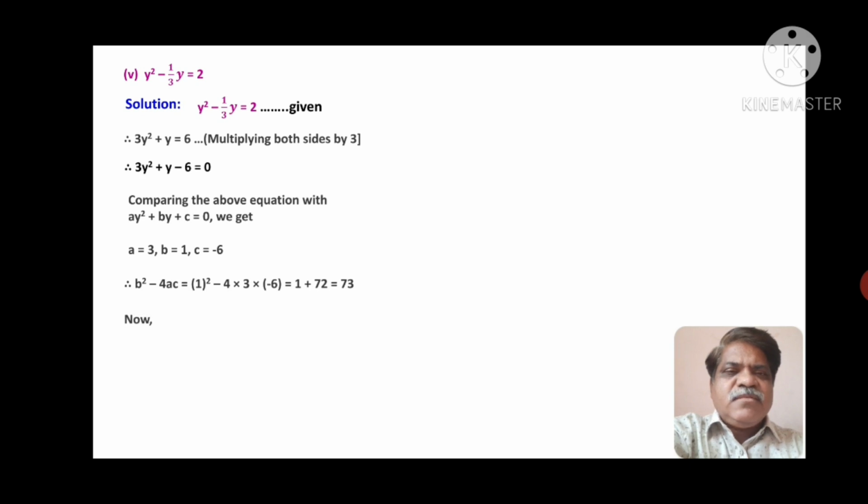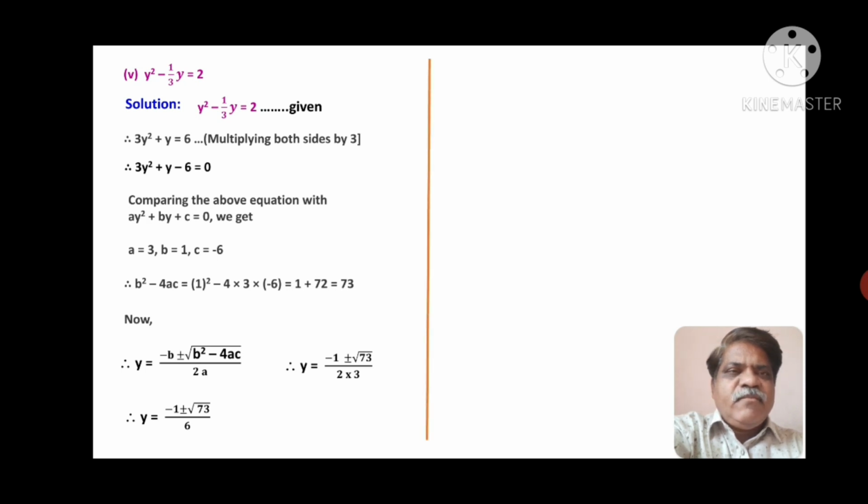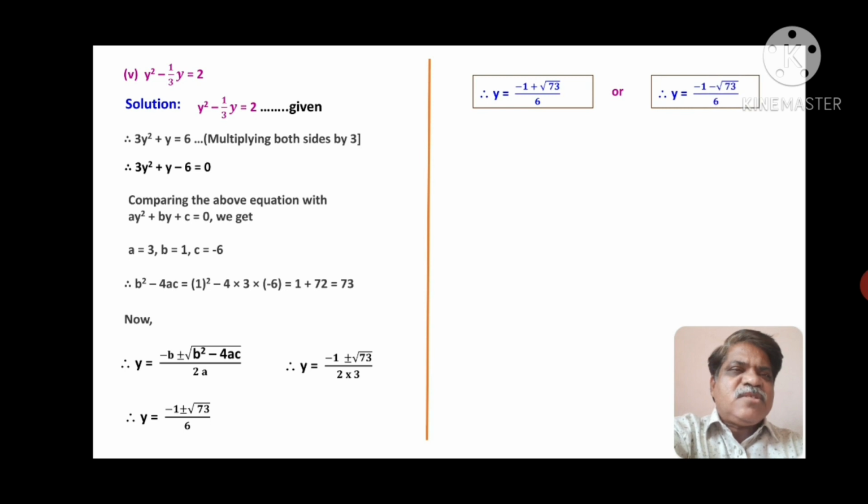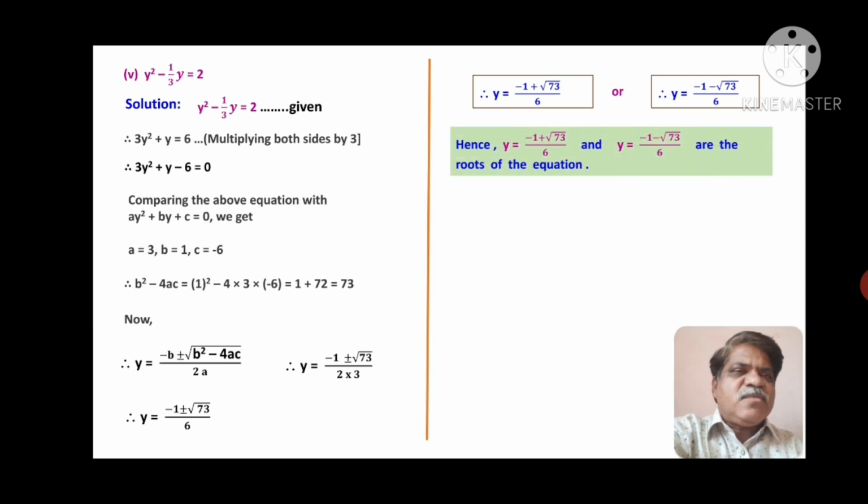Now, y is equal to minus b plus or minus under root b square minus 4ac upon 2a. Therefore, y is equal to minus 1 plus or minus root of 73 upon 2 into 3. Therefore, y is equal to minus 1 plus or minus root of 73 upon 6. Therefore, y is equal to minus 1 plus root 73 upon 6, or y is equal to minus 1 minus root 73 upon 6. Hence, y is equal to minus 1 plus root of 73 upon 6 and y is equal to minus 1 minus root 73 upon 6 are the roots of the given quadratic equation.